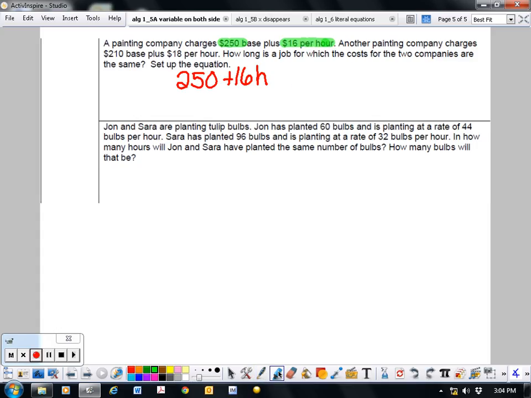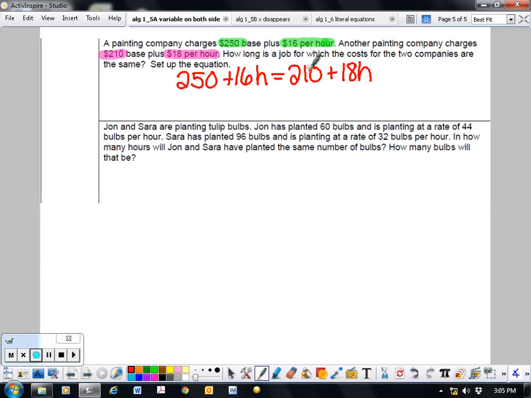But now we have a different painting company. So what I'm going to do here is this is going to be equal to whatever's going on with the other company. So this other painting company charges $210 and $18 an hour. So when I'm looking at this, my initial price plus $18 an hour. So rate with my H and my initial price by itself.